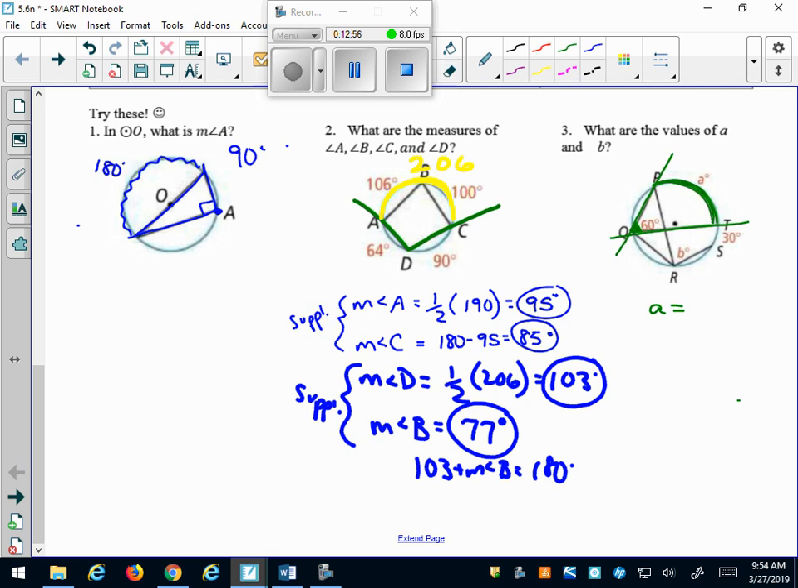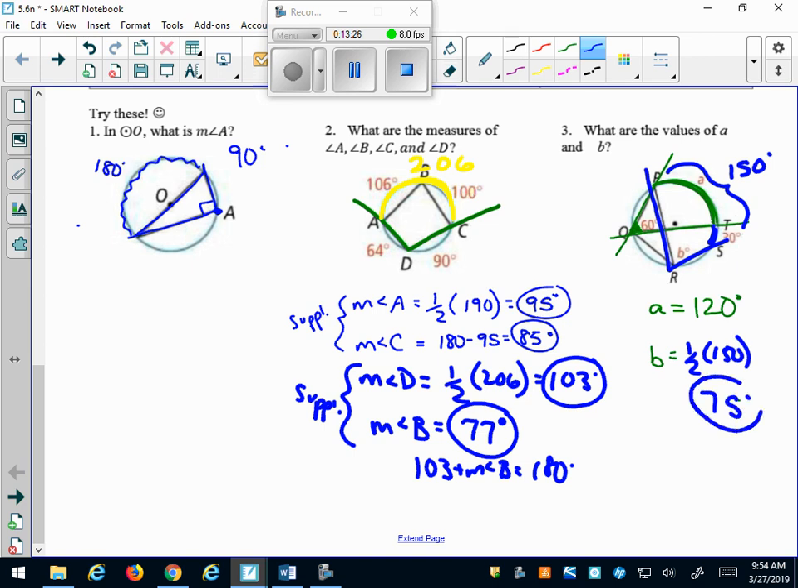So we can see that if this is 60 degrees, the intercepted arc is A, so that would be 120 degrees. So then let's look at B, because B is this angle. It includes this 30-degree arc here. So if that was 120, then the whole thing is 150. And so B would be half of 150, right? Which is? Yes.